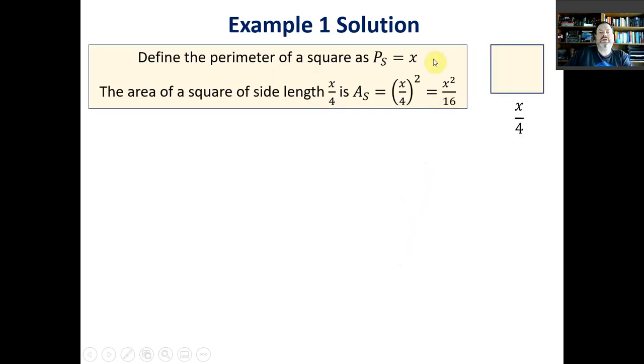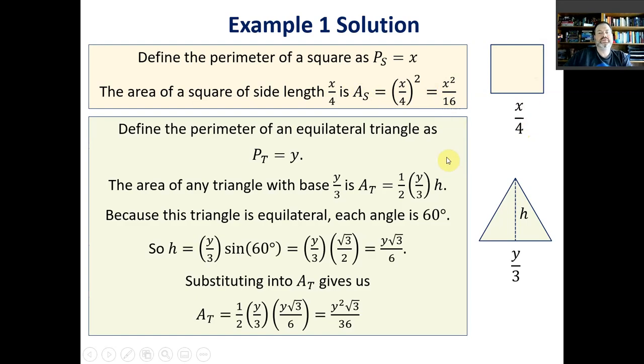So the way that the wire is going to be cut, I'm just going to use x as the amount of wire that we're dedicating towards the square. Everything else will be the triangle. So I'm just saying this whole distance around is x. So there's 4 sides, so the length of one side is x over 4. So the area of the square is x squared over 16. Great. Now let's look at the triangle. Triangles are a lot tougher than squares. So I'm calling the perimeter here y.